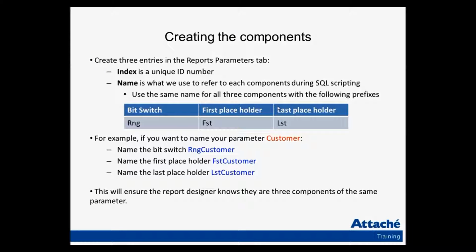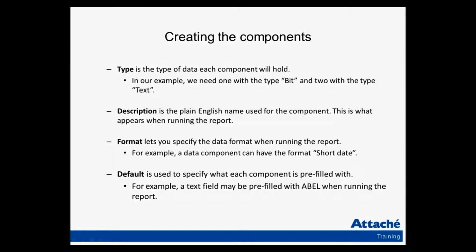Let's recap what we've just gone through. Index is a unique ID number and doesn't do much for us as far as we're concerned. It's more for the program. The name is what we want to call the components from a technical point of view. We want to give all components of the same parameter the same name combined with the 3 prefixes RNG, FST, and LST. The type lets us choose what type of data, numerical, text, bit, date, and so on, which our component will take on. Description is the label that will appear when the report is run.